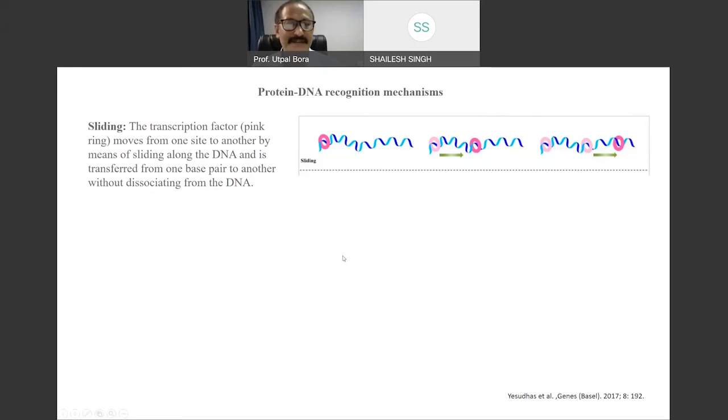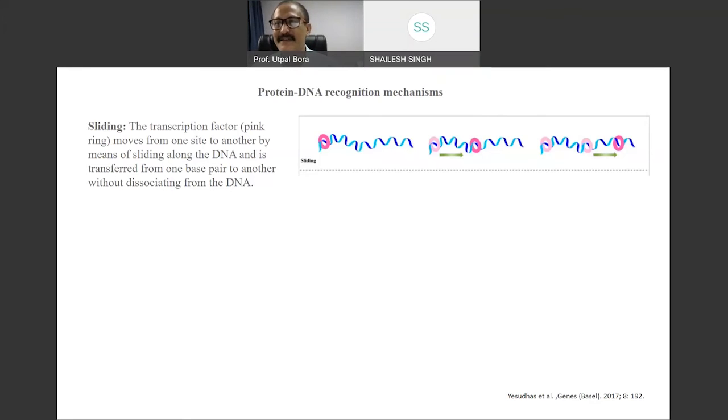So in this process, the protein is transferred from one base pair to another without dissociating from the DNA. Under ideal conditions, of course, the protein molecules are not rings like this. They are rather clamps, so they may open, and this is just to show the thing in a very simple way. What do you mean by sliding? The movement of a ring through a thread in a continuous manner from one point to another.